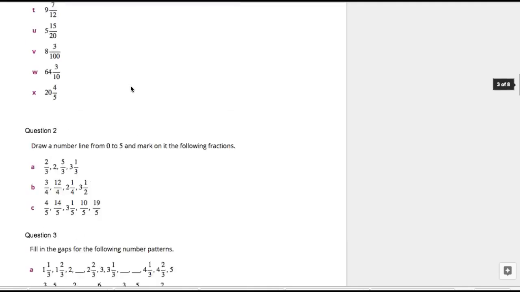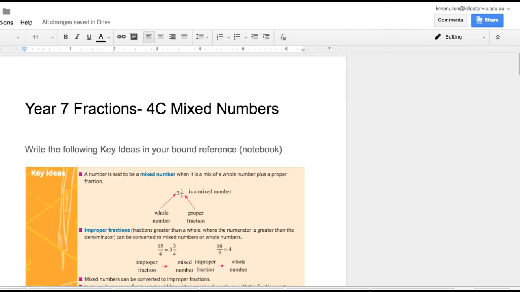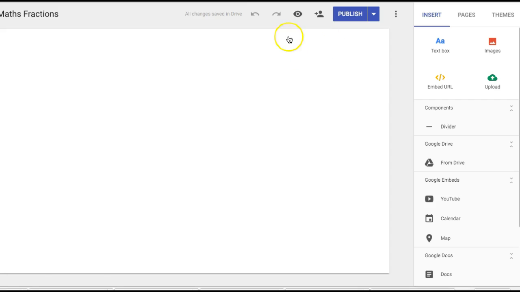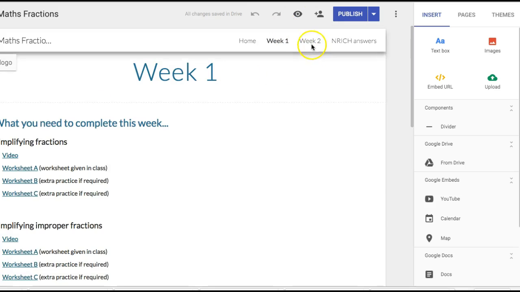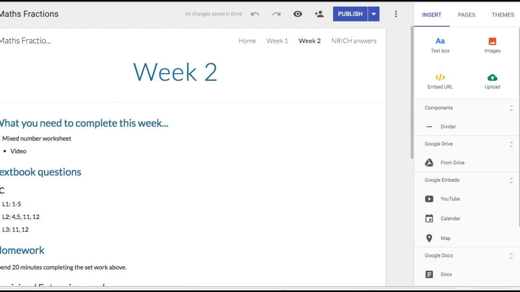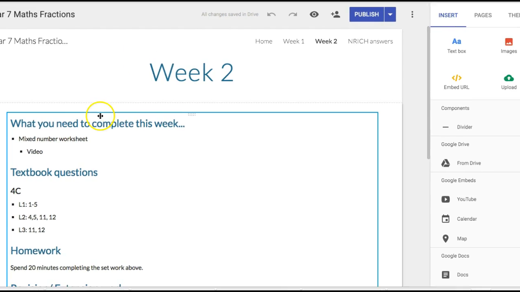Okay, and after you've done this sheet, let's just go to the website. Whoops, what did I do? Okay, you can't really see, but that says 4C because I'm just outside of the screen. Actually, I know what to do. See this works. There we go. Okay, so the mixed number worksheet is what we just went through. The video is what you're watching.